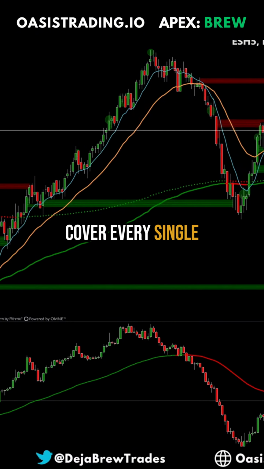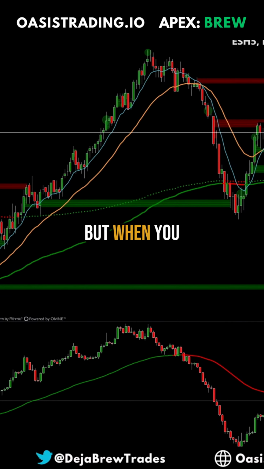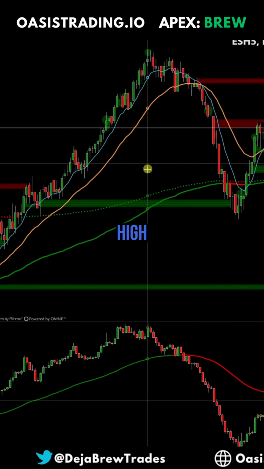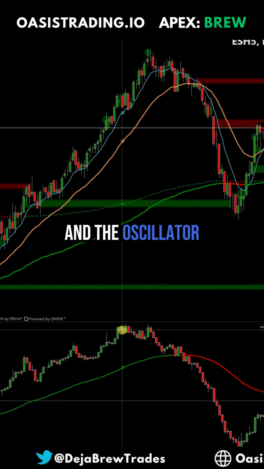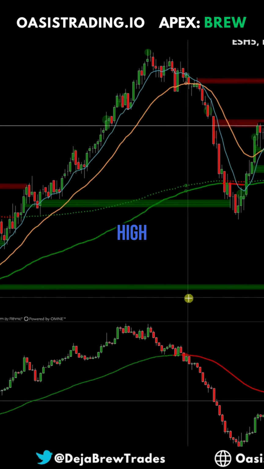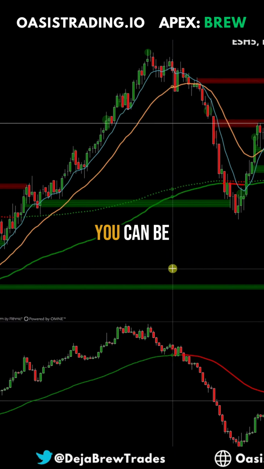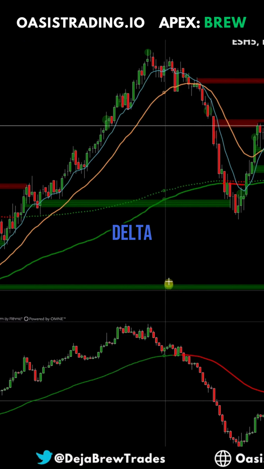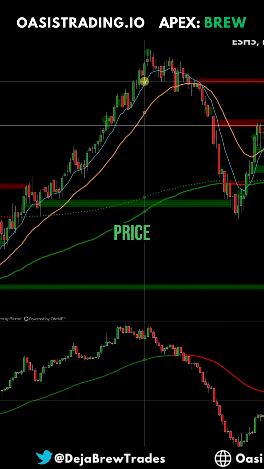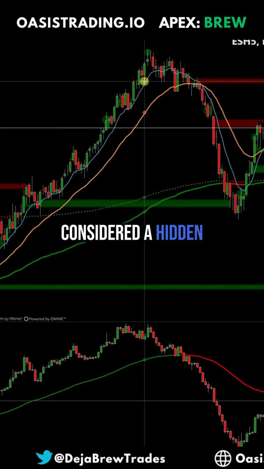Okay. So there are many forms of divergence. We're not going to cover every single one today. But when you have price putting in a higher high and the oscillator, the delta in this case, putting in a lower high, that would be considered a standard bearish divergence. Okay. In some cases, you can be putting in a higher high on delta, but then a lower high on price. That would be considered a hidden divergence.